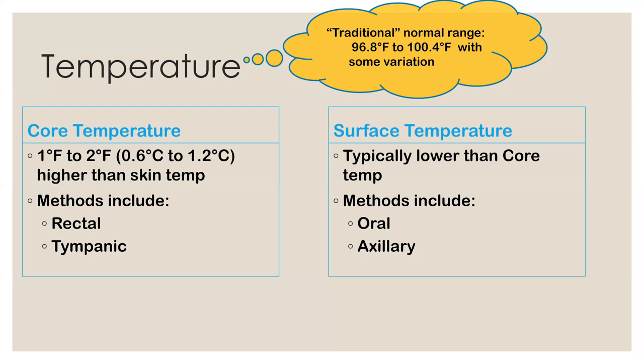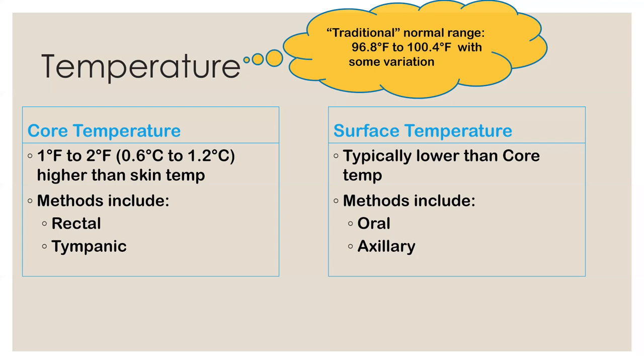And the methods by which you can obtain this core temperature are a rectal temperature, which is going in through the bottom to get a temperature with a thermometer, and tympanic, which is through the ear. You can also get temperatures internally from a Foley catheter, which is not as common, but it is possible. And then the gold standard for a core temperature is typically the pulmonary artery, which again, is not as common unless it's a critically, critically ill patient.